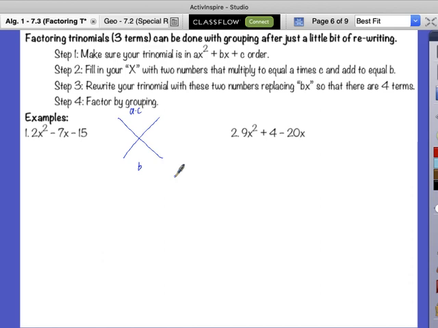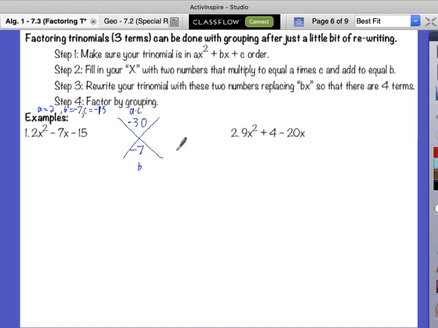Now, what was our a, b, and c here? We just practiced identifying those. So what's our a, what's our b, and what's our c? A is 2. Negative 7 is b. And c is negative 15, excuse me. So what's a times c? What's 2 times negative 15? Negative, not 13, but negative 30. So we're going to put that in the top. That's what a times c is. And then what am I putting in the bottom? Negative 7, whatever our b is. So that's step 2. Fill in our x.